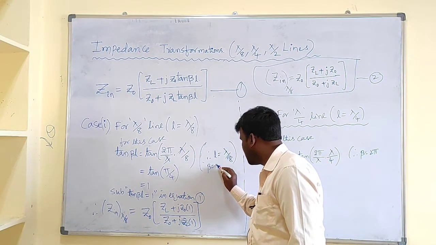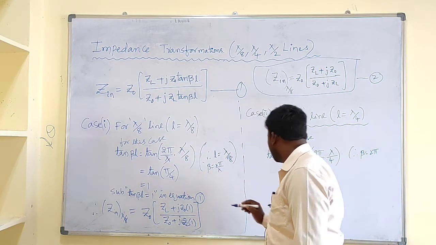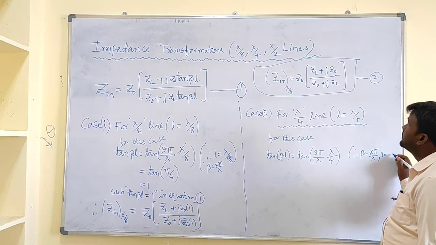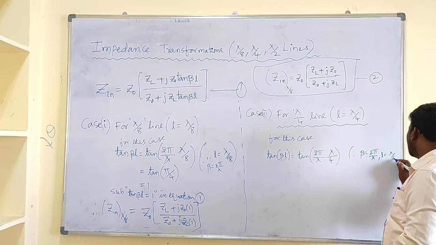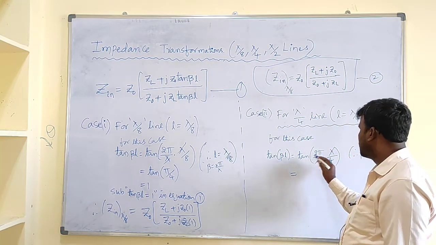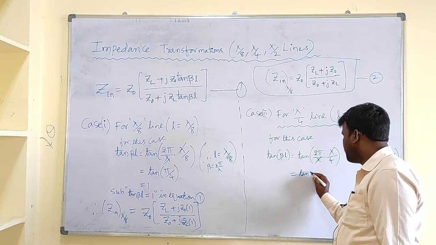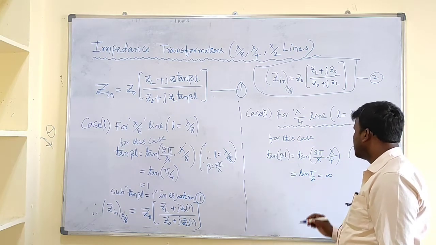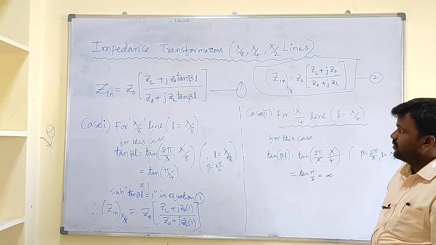Beta is 2 pi by lambda, and L in this case is lambda by 4. So after simplification, the lambda cancels out, we get 2 pi by 4, that is tan pi by 2. Tan pi by 2 means what? Infinity. Okay.